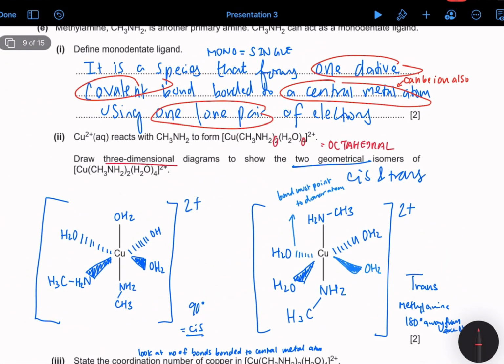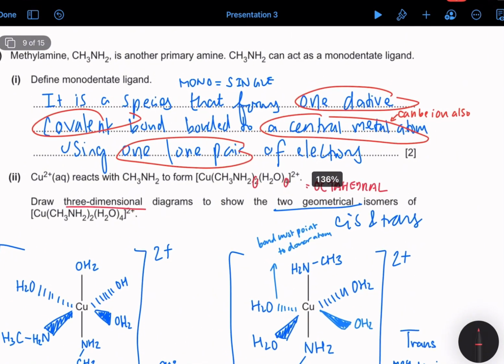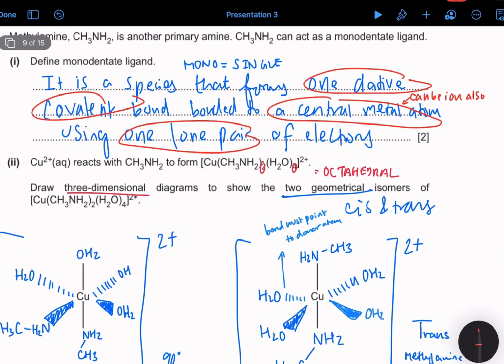So one dative covalent bond or coordinate bond. Usually I use dative covalent instead of coordinate just to not get mixed up with maths and stuff. And yeah, it is always bonded to a central metal atom. You can also say it's bonded to a central metal ion using one lone pair of electrons. Again, monodentate is single. There's usually bidentate and other types of ligand. If it's bidentate, then it's double.